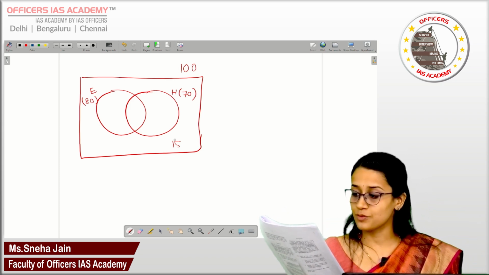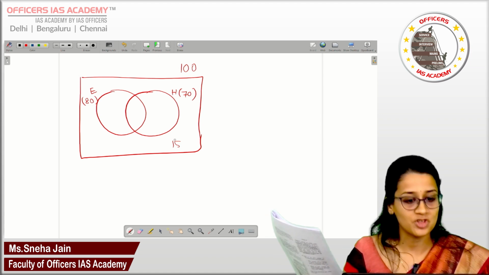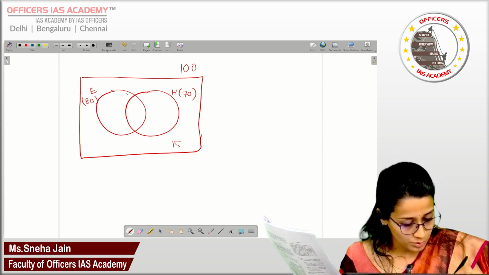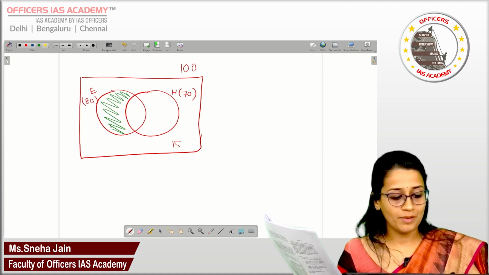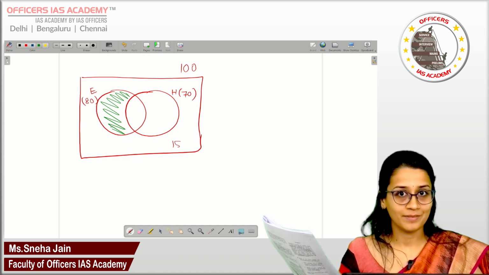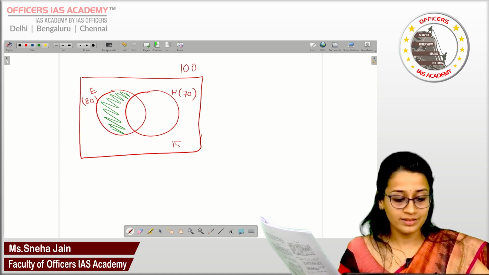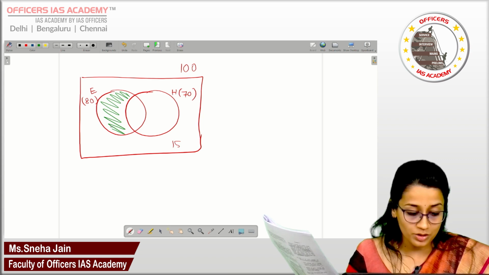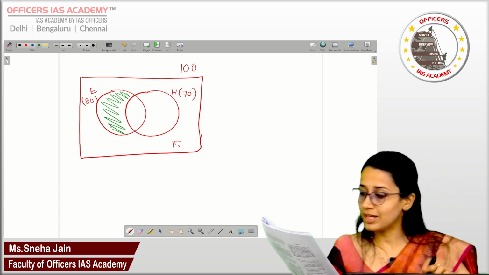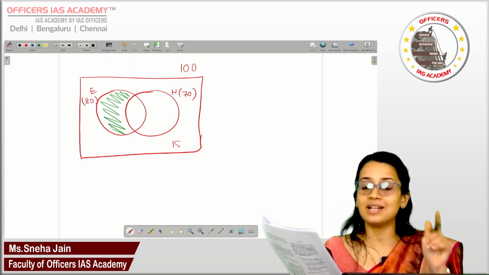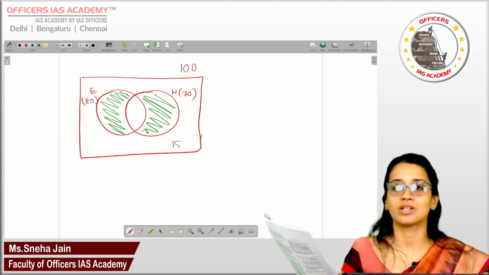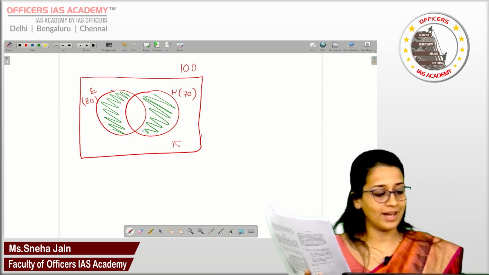What is the percentage of students who have failed in only one subject? So what are they asking us? See, these are the students who have passed in Hindi. These are the students who have not passed in Hindi, green portion. They've passed in English, but not passed in Hindi. So they are asking us the percentage of students who have failed in only one subject. So this green portion plus this green portion. Able to understand? So let's go ahead and solve this question.